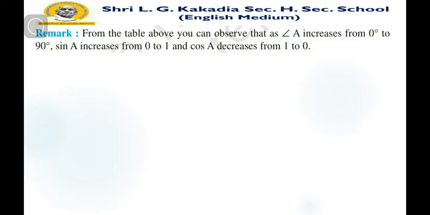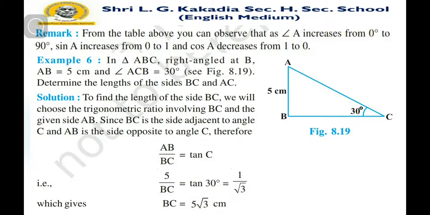Now let's take some examples. Example number 6. In triangle ABC, right angle at B, AB is equal to 5 and angle ACB is equal to 30 degree. Determine the lengths of the sides BC and AC. Now we are going to use one of the ratios that includes the opposite side, and after that we are going to find the other values, because we know that 30 degree is a specific angle, so we can take the value from the table for any ratio.